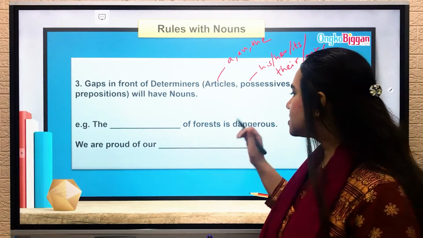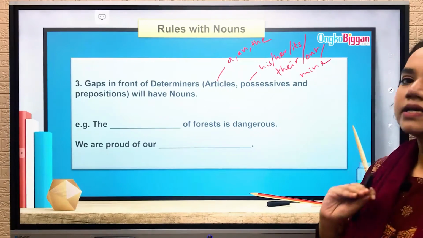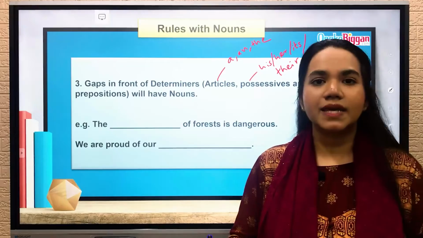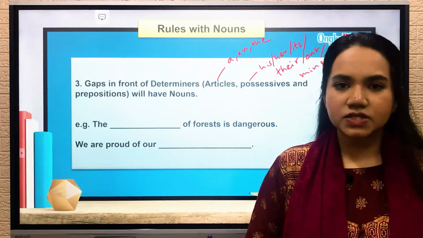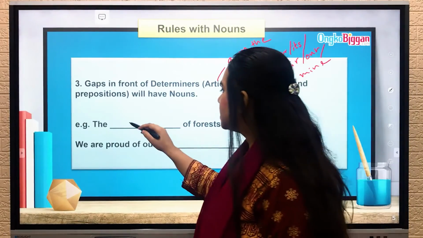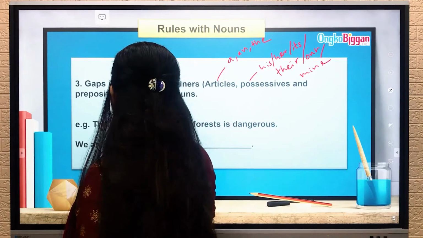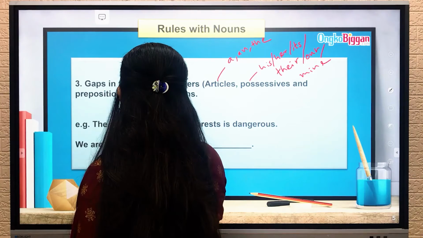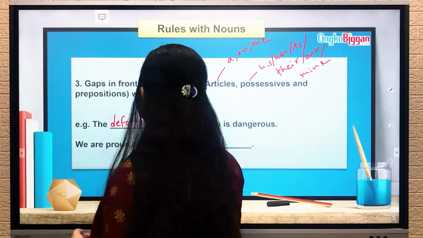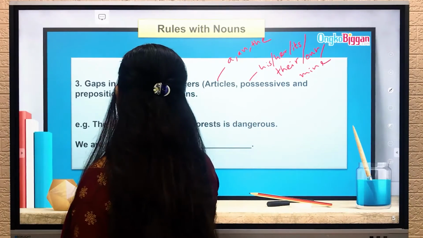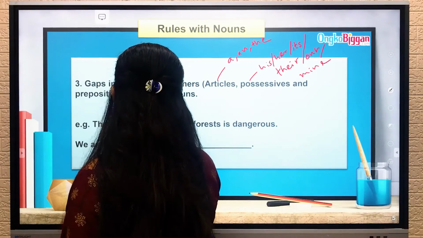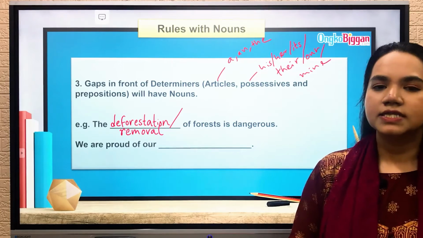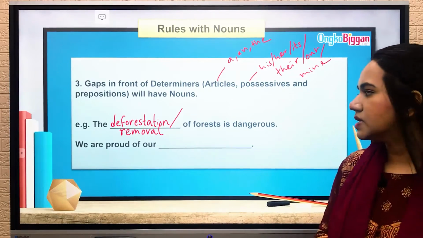Like, the dash of forests is dangerous. So the way in which the forests are being cut off, this is very dangerous, right? So we can say the deforestation. Deforestation means whenever in a forest the trees are cut off, this is called deforestation. Or I can just say the removal of forests. The fact that all of the trees are being cut off and removed, this is definitely very dangerous.